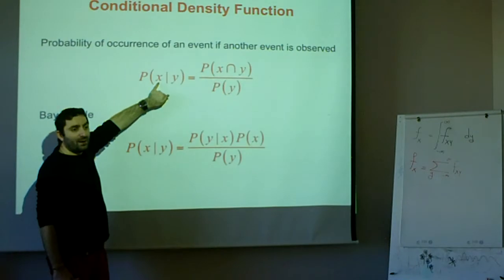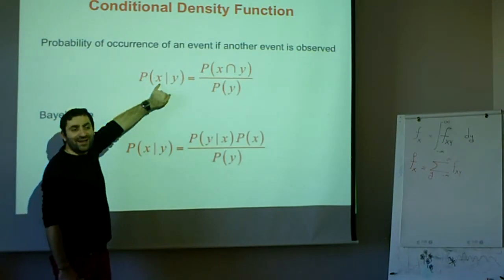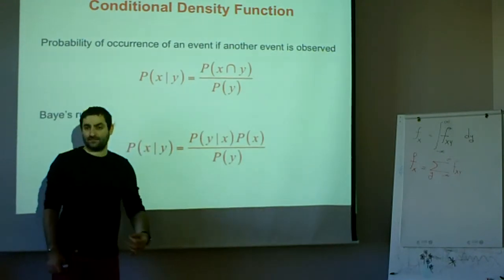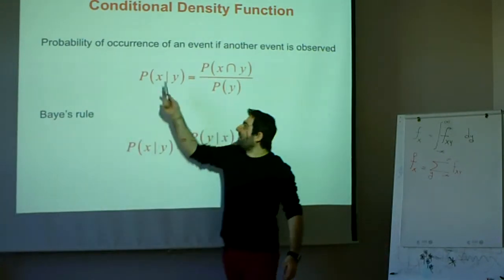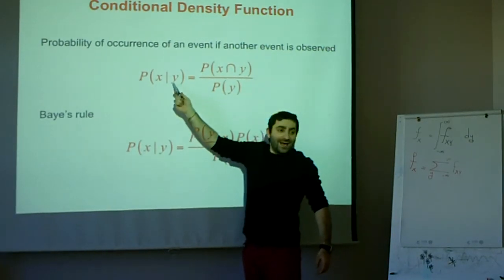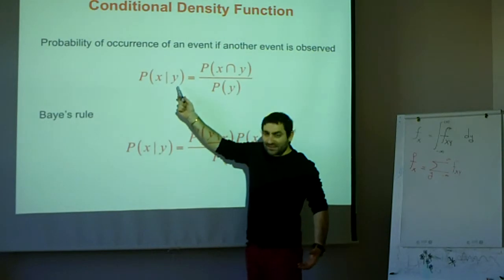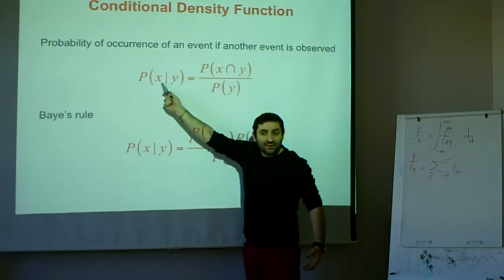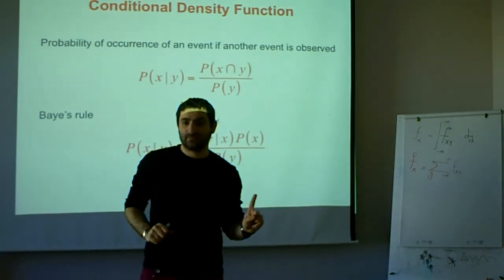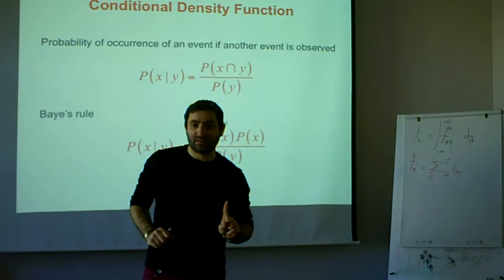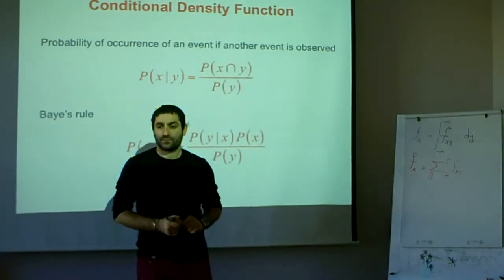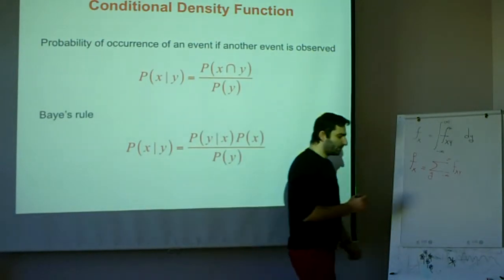Now, let's read this formula. What is the probability of having event X if event Y has happened? Or what is the probability of X given Y? In other words, Y has to happen first, and we want to calculate the probability of X. Look, this is not the probability of X. This is the probability of X if Y has happened. So let's do it in this form.